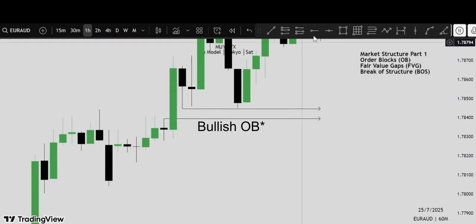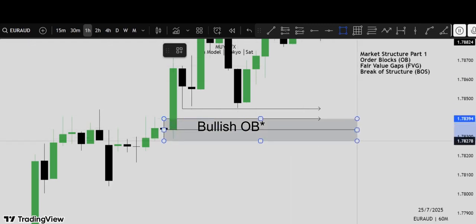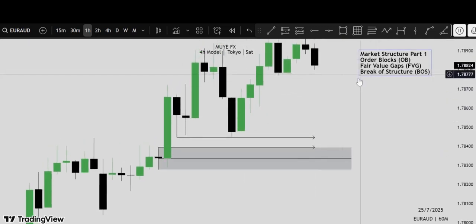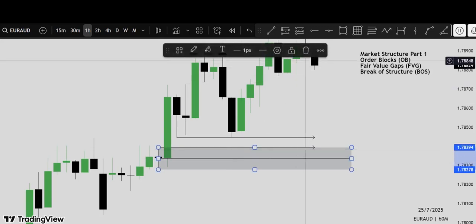A bullish fair value gap, because we're expecting market to come back into this fair value gap to support price upwards. But basically, the simple definition of an order block is where we put our pending orders for buys or sells.